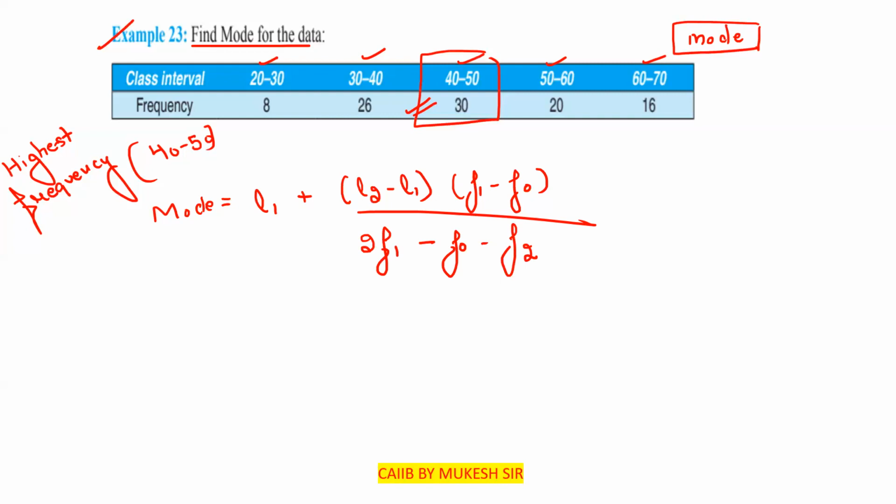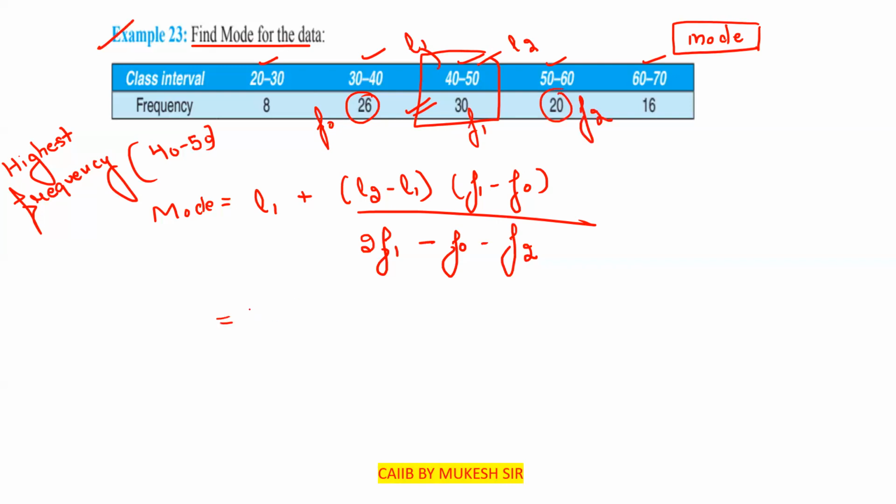So what are L1 and L2 here? This one is L2 and this one is L1. F0 is the frequency of the preceding class, this is F0. This is F1, and this is F2. So all the values are present here.